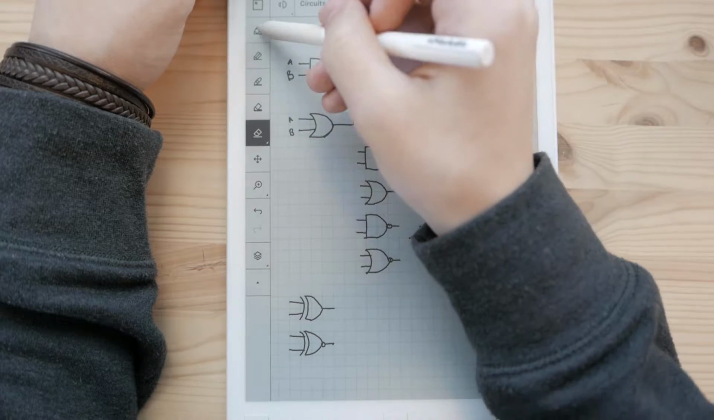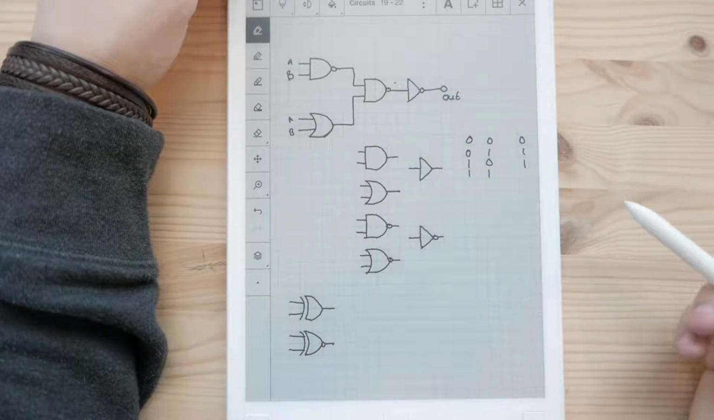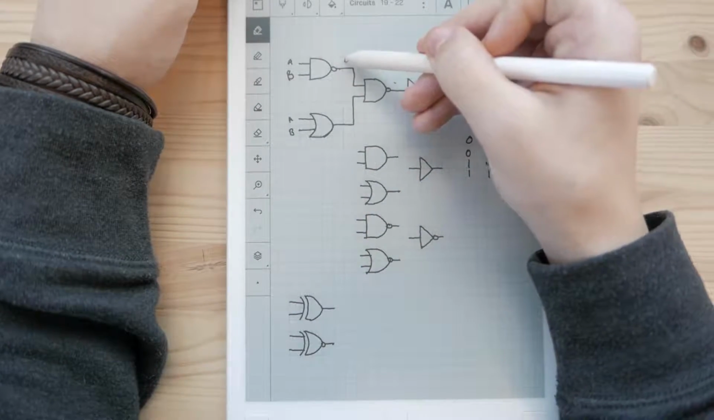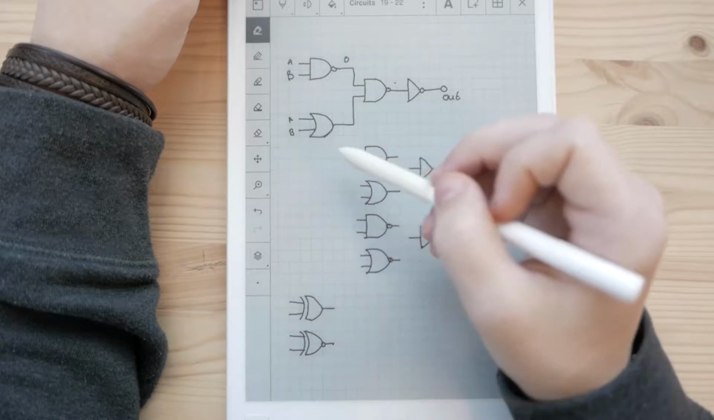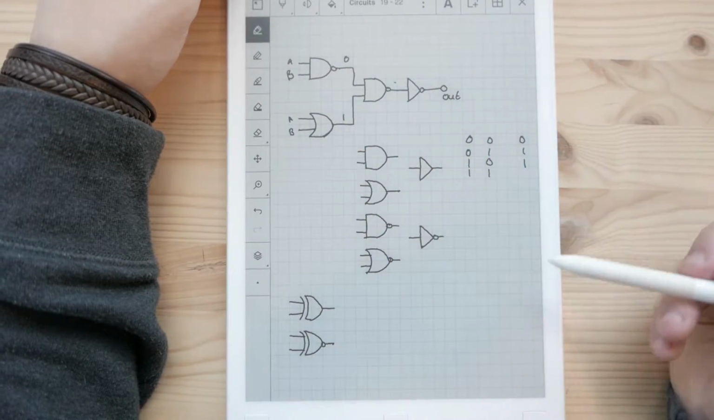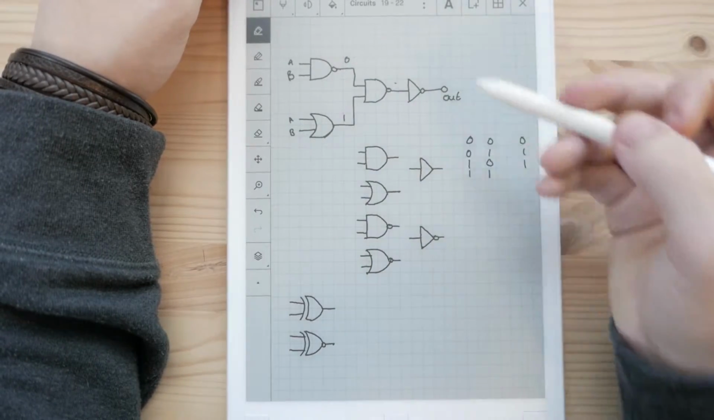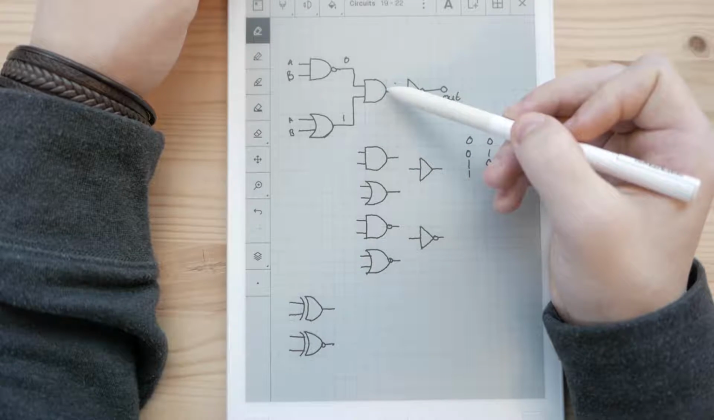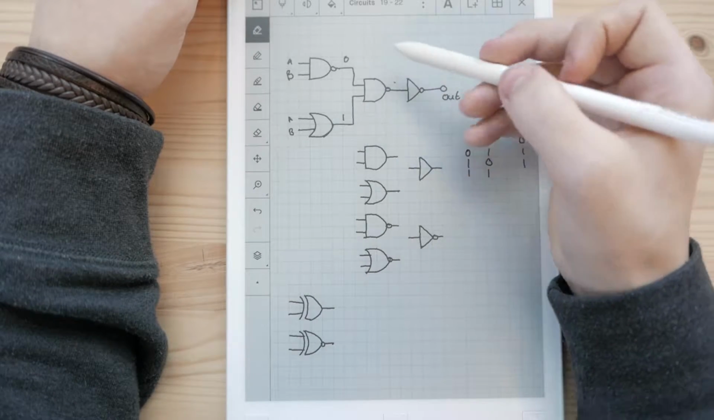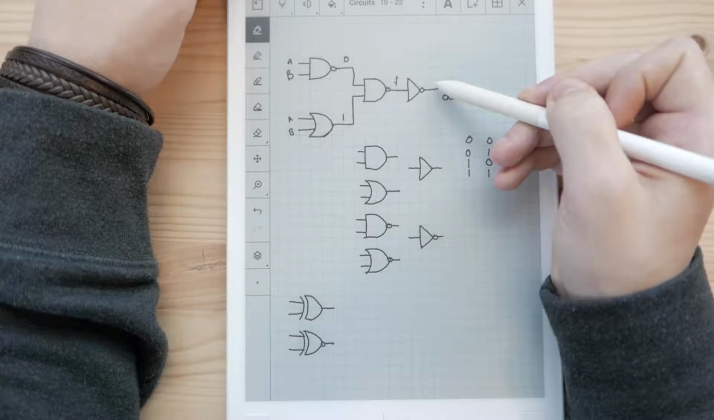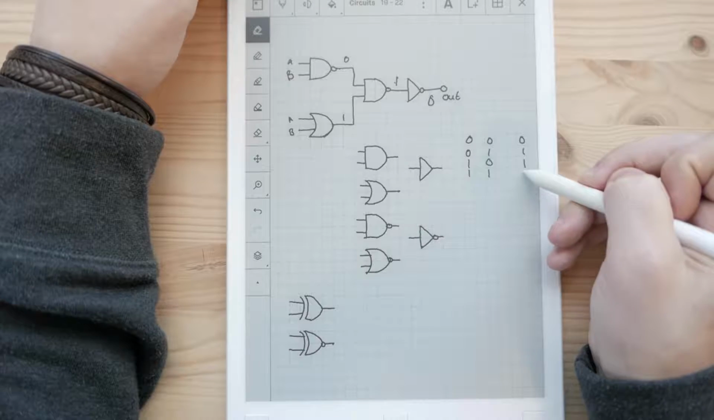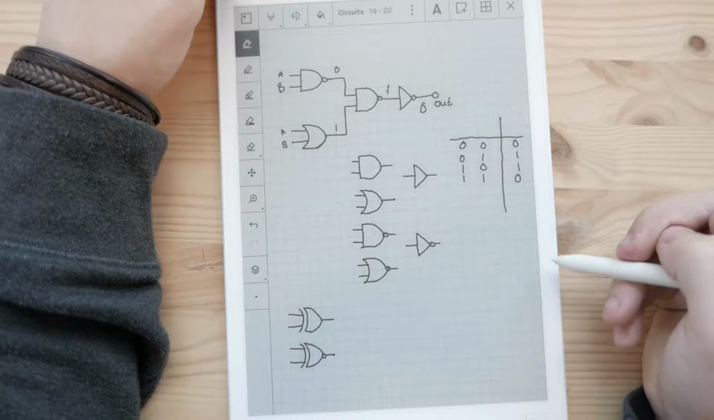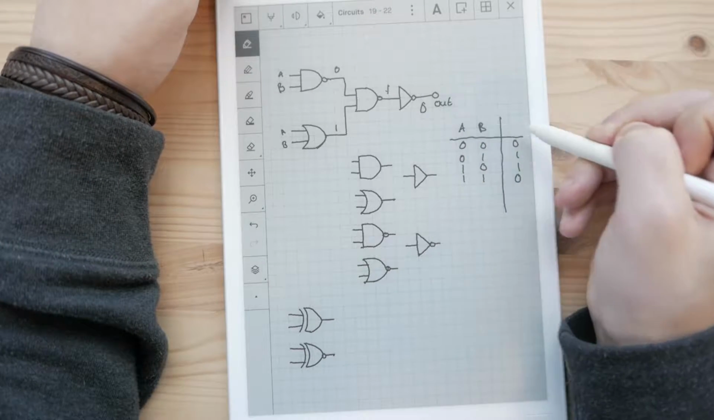So let's have a look at the last case, where A and B are both 1. A and B are both 1 on this NAND gate, so it's going to spit out a 0, and A and B are both 1 on this OR gate, so it's going to spit out a 1, because it spits out whether A or B is on, or both of them. So let's see at this NAND gate. Both inputs are on, so it's going to be off. The inverter inverts that and gives us a 0. And so we have our table. So that's A and B, and then Q.